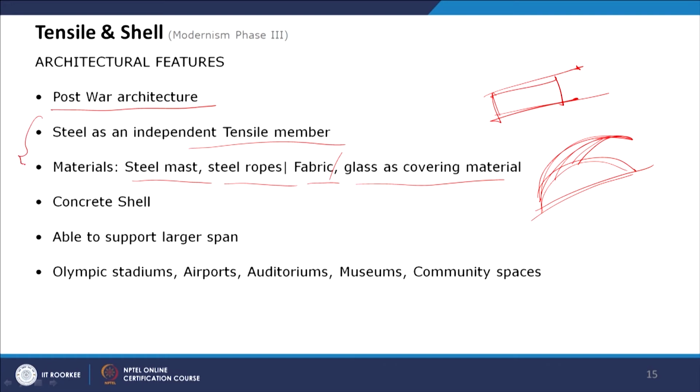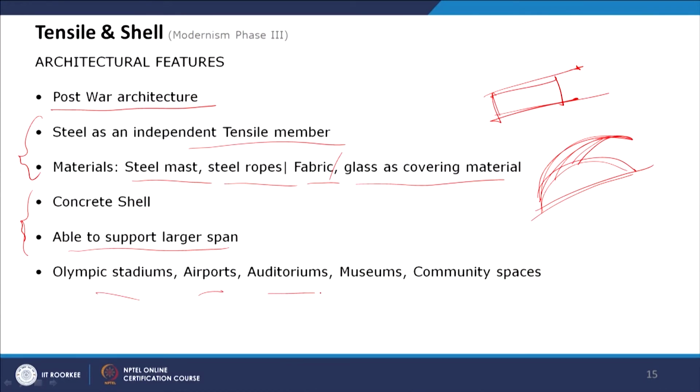So this was for the tensile structure, and this is for the shell structure. Concrete shell was used, and it was able to support a larger span. Mainly the type of building was again different. So we have seen a change in the typology of the building during the industrial evolution.